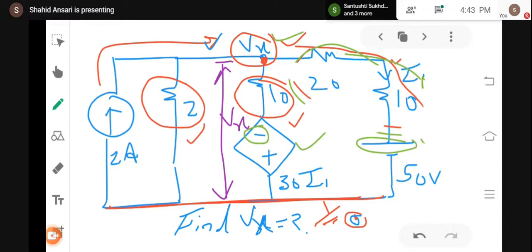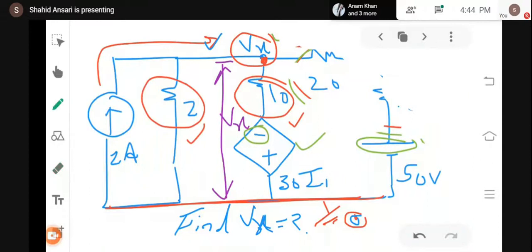Is it correct? Are you getting this particular point? How I am writing it down? 10 and this is 20. How I am writing it down? Are you getting it? Can I write it Vx or not?